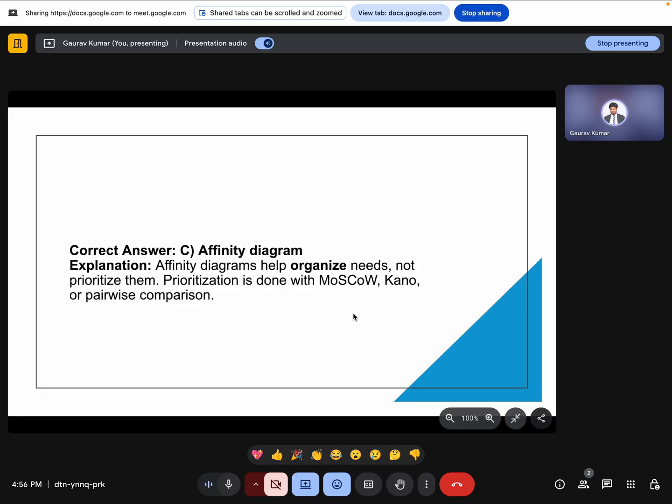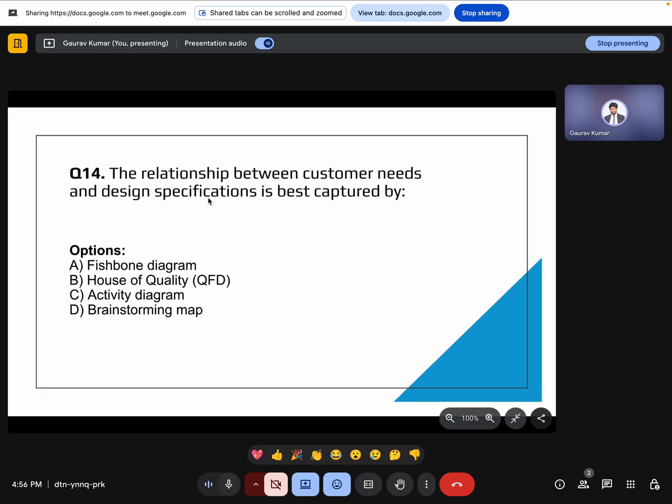Moving towards the next question, question number 14. The relationship between customer needs and design specifications is best captured by fishbone diagram, house of quality QFD, activity diagram, or brainstorming map. What will be the right answer?